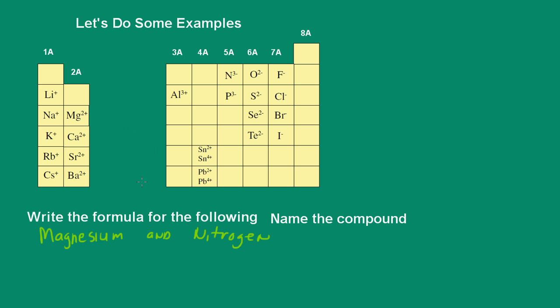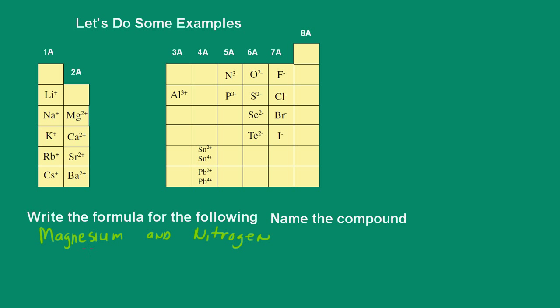You should be able to determine some of these charges just by looking at group numbers. Now, the transition elements and metals in the lower portion of the periodic table can have more than one charge. Notice here tin has a +2 and a +4 charge. Let's go ahead and write the formula and name the compound that would be formed from magnesium and nitrogen.